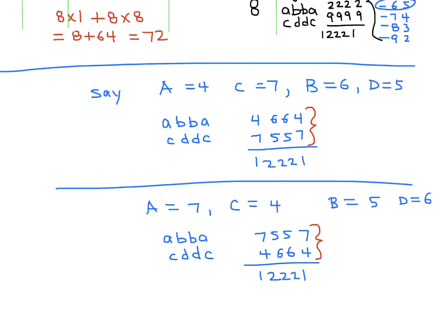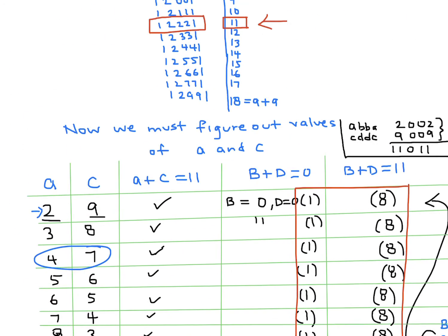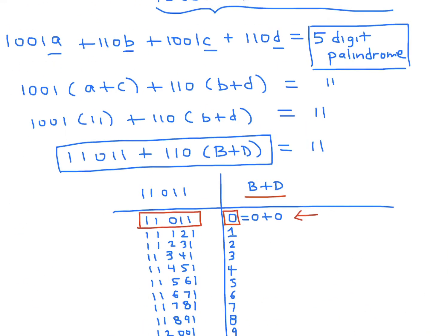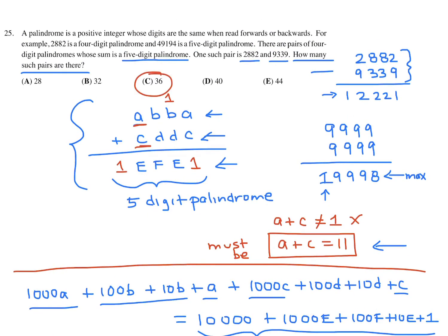You see, I hope that makes sense. So therefore, this 72 is listing a set of pairs twice. So to get the number of unique pairs, you have to divide by 2. So I wrote it out. 72 is twice the number of unique pairs. Number of unique pairs is 72 divided by 2, which is 36. And therefore, the answer is 36, which is C.